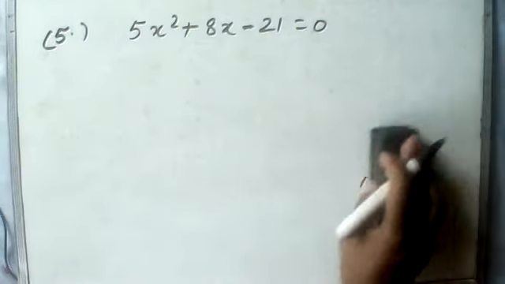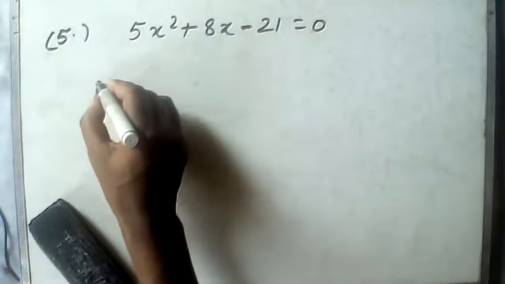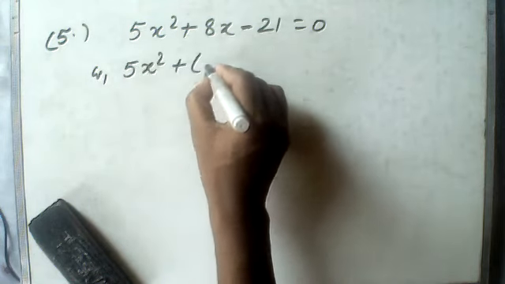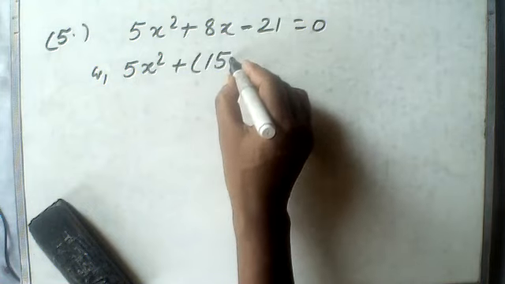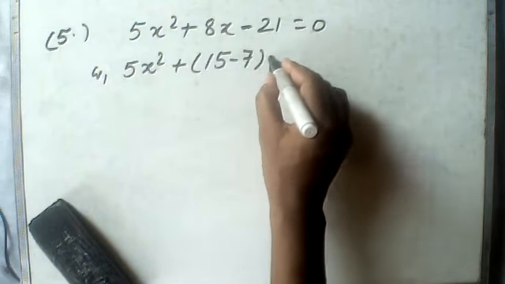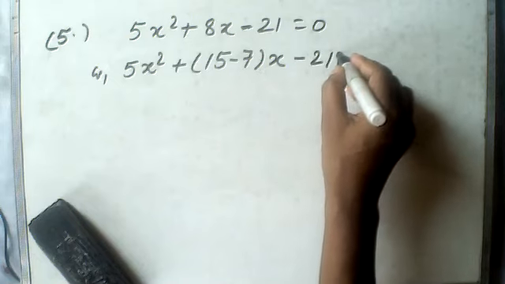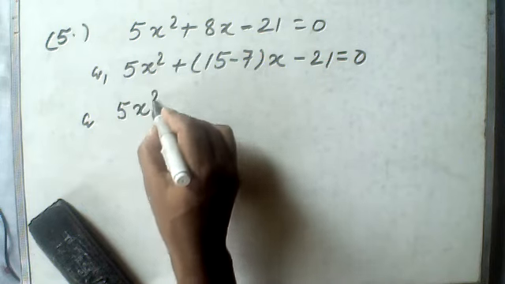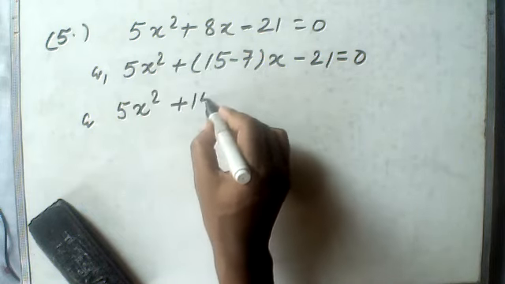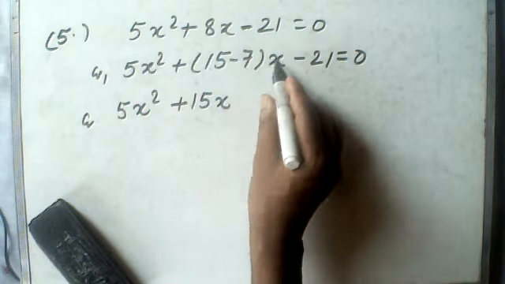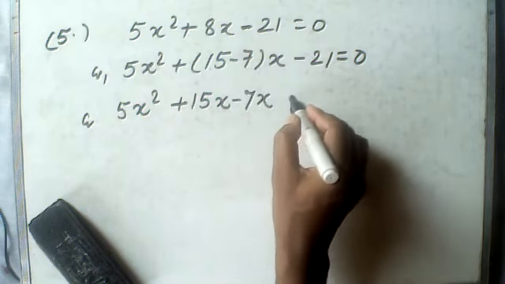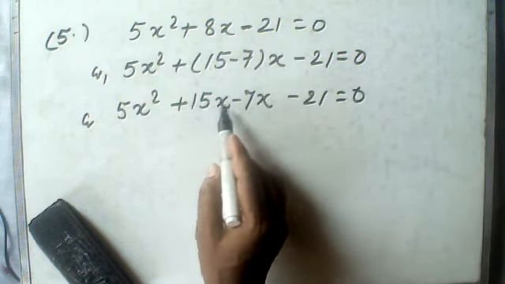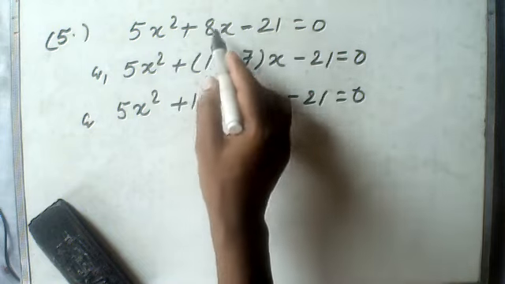So we write this 8 as 15 minus 7, or 5x squared plus 15 minus 7 x minus 21 is equal to 0, or 5x squared plus 15x minus 7x minus 21 is equal to 0. Again, if you go back one or two steps, 15x minus 7x is 8x.